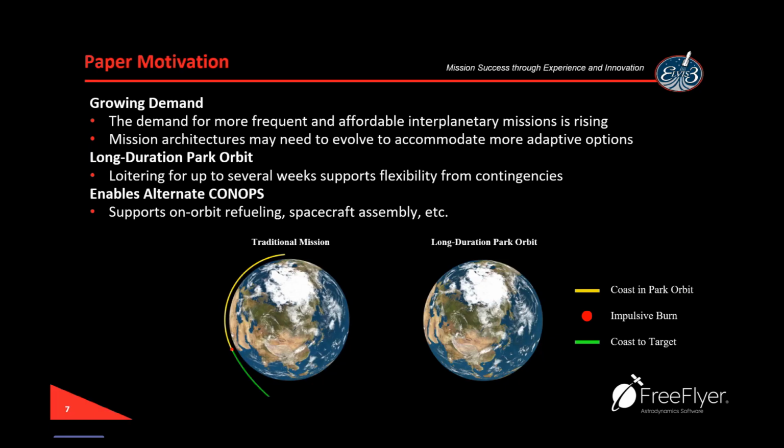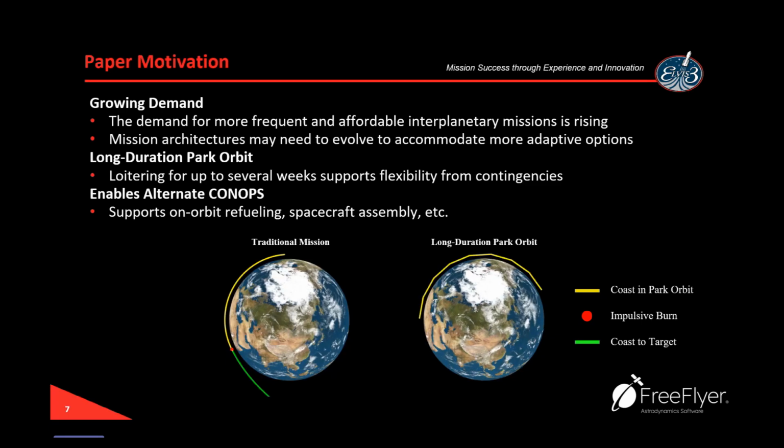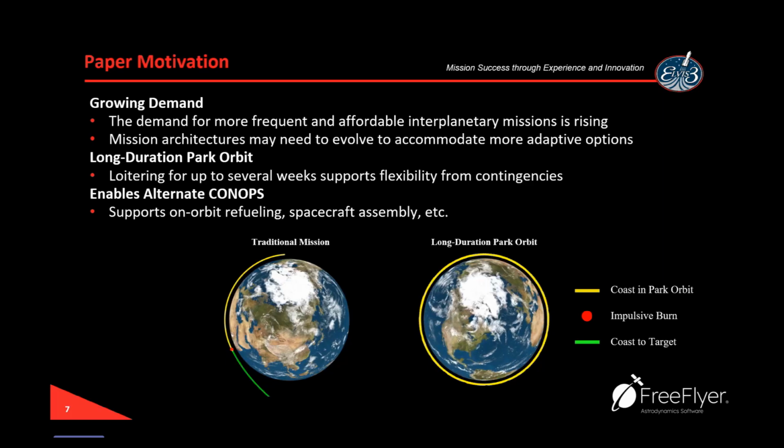So to help visualize what I mean by these two differences, on the left, the animation that just played is the traditional mission where you launch into your yellow park orbit there. And then at the right time, you perform your impulsive burn or just a regular finite burn. Then you coast to your interplanetary targets. So this alternate idea, the long duration park orbit, you launch into that same yellow park orbit. But instead of burning as soon as you can, you hang out for an extended period of time. In this example, it's just 1 day. And at the right time, you burn, and then you move on towards your targets.